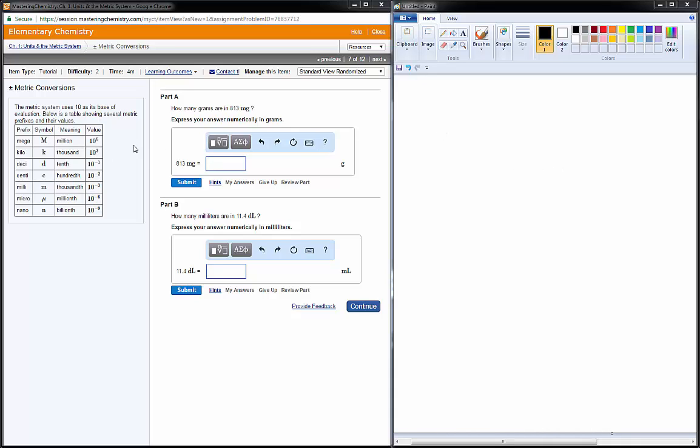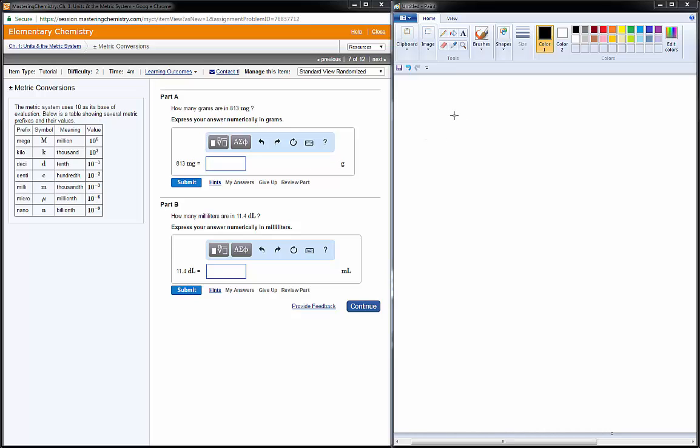So this problem is converting between metric prefixes. And they give us a little table here that's not exactly the same as the table you've got in lecture notes, but it'll work for the moment. And what you see is they give you a prefix and they tell you what it means and they give you a value. And if you can memorize the prefix and the value and apply it like we do right here, then you'll be great. So here they say 813 milligrams equals how many grams?